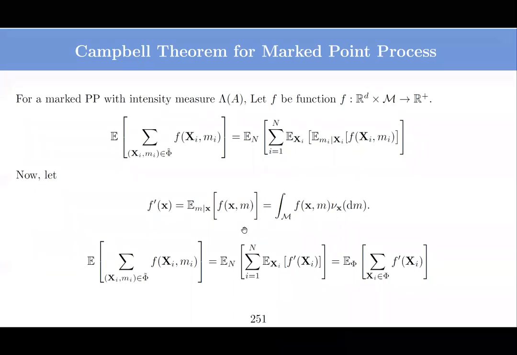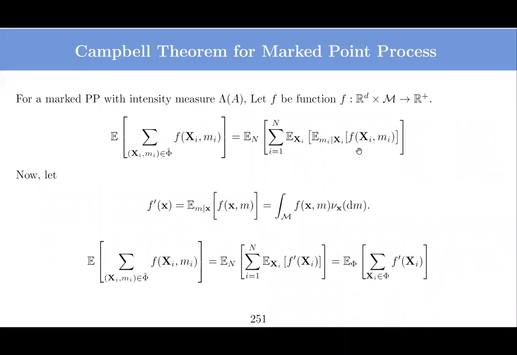Now, if you look at this expression, there is a function of x comma m, where m is the mark of x, and then you compute the expectation over m given x. So this is a conditional expectation. And once you compute the expectation with respect to m, it will be a function of x actually. So x will actually remain. If you change x, the expectation will change. This is a function of x, let's call it f prime x.